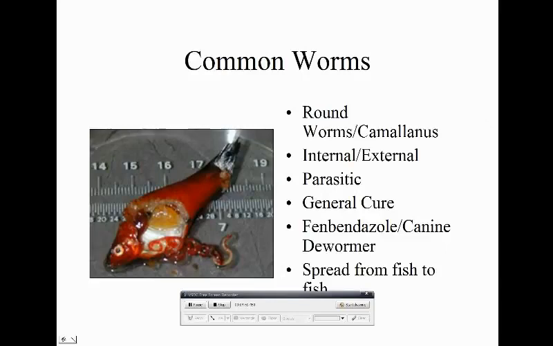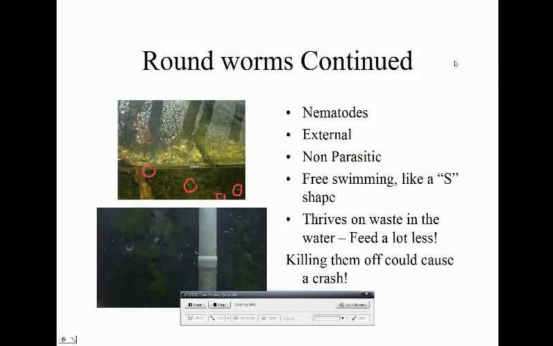So roundworms continued. Nematoids, I believe is how you pronounce them. They're external worms. They are non-parasitic for the most part. These are like the little white worms you see on occasion. If you ever look in an aquarium, they swim like a snake, a little figure S, if you will. They don't hurt anything. But as you can see in the notes there, they thrive on waste in the water. So the less you feed them, the better you are.